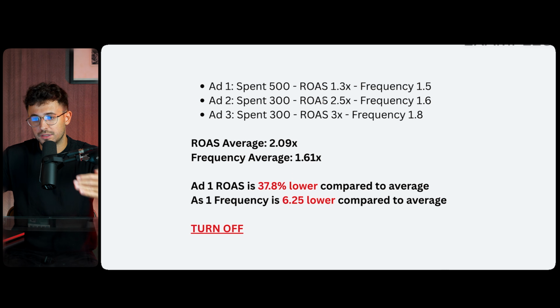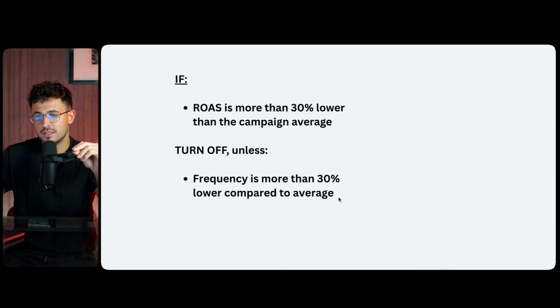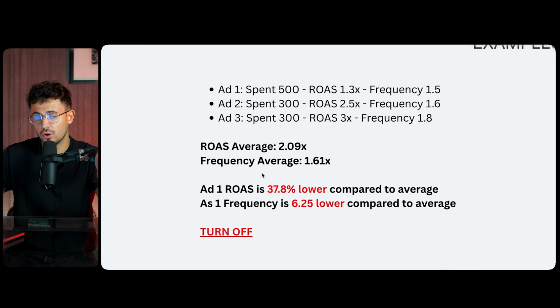So, based on these numbers, the ROAS average of this situation is 2.09x, and the frequency average is 1.69. The ad 1 ROAS, this one here, 1.3x, is 37.8% lower than the account average. And the ad 1 frequency, which is 1.5, is 6.5% lower compared to the average. So in this case, the condition is not met, and so you turn off the ad.